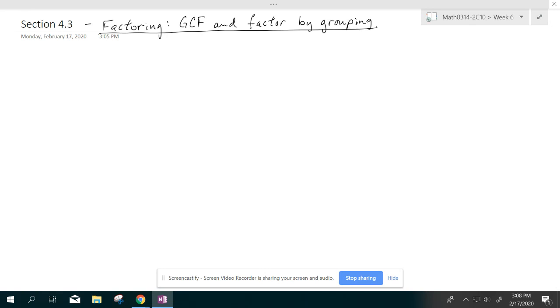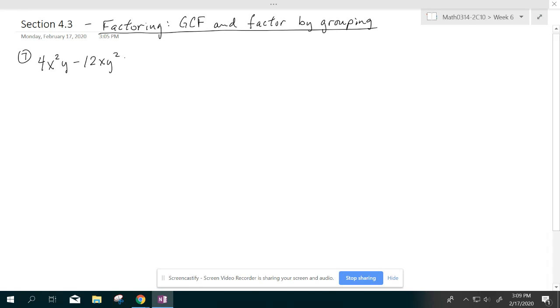So let's start with problem number 7. We've got 4x squared y minus 12xy squared. And the instructions say factor. All right, so my first question for you is, how many terms are there? 2 terms. And do those 2 terms have anything in common that I can factor out?